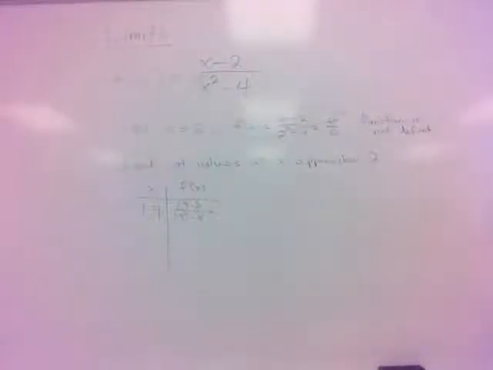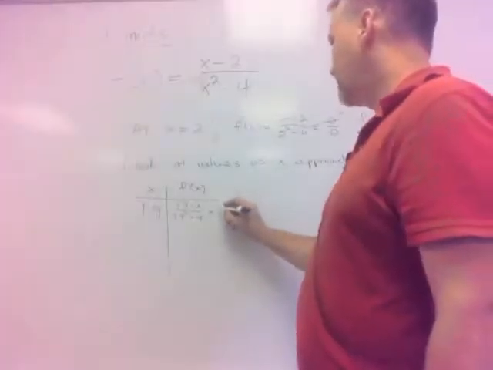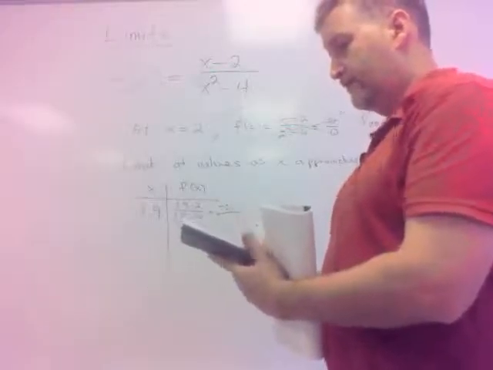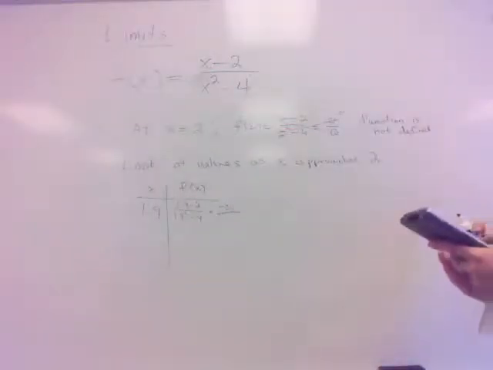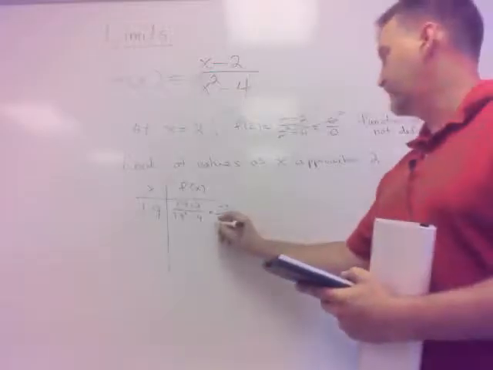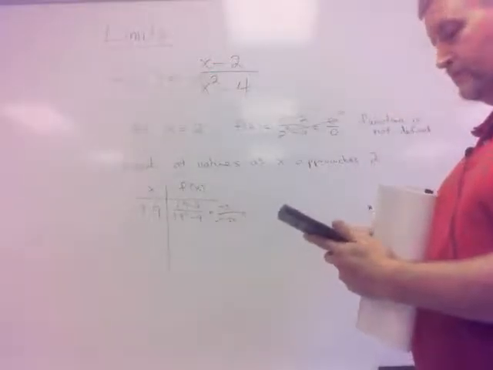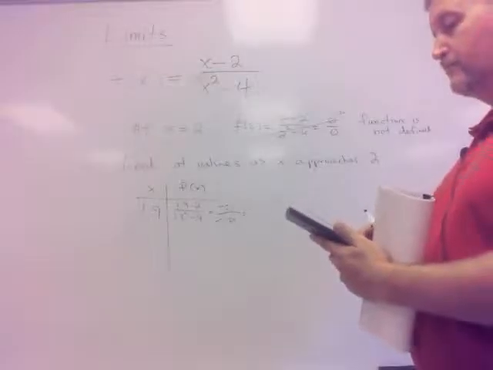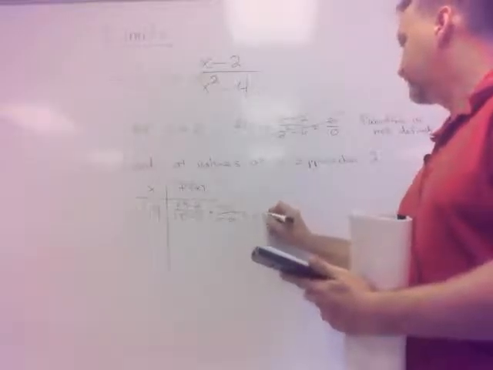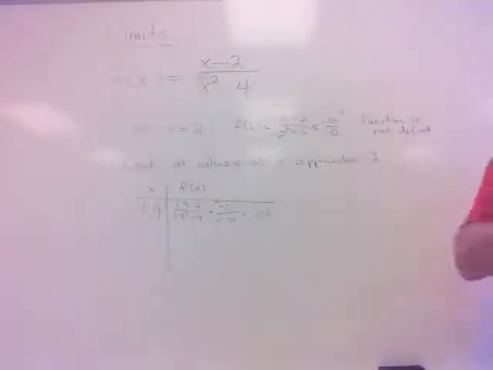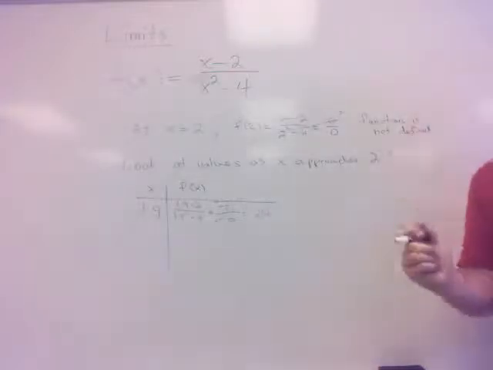All right, 1.9 minus 2, that'd be a negative 0.1, wouldn't it? Divided by 1.9 squared minus 4, okay, it's negative 0.39. So divide those two, 0.256. Okay, all right, well, that's good. But can we get closer to 2 than 1.9? How about 1.99?